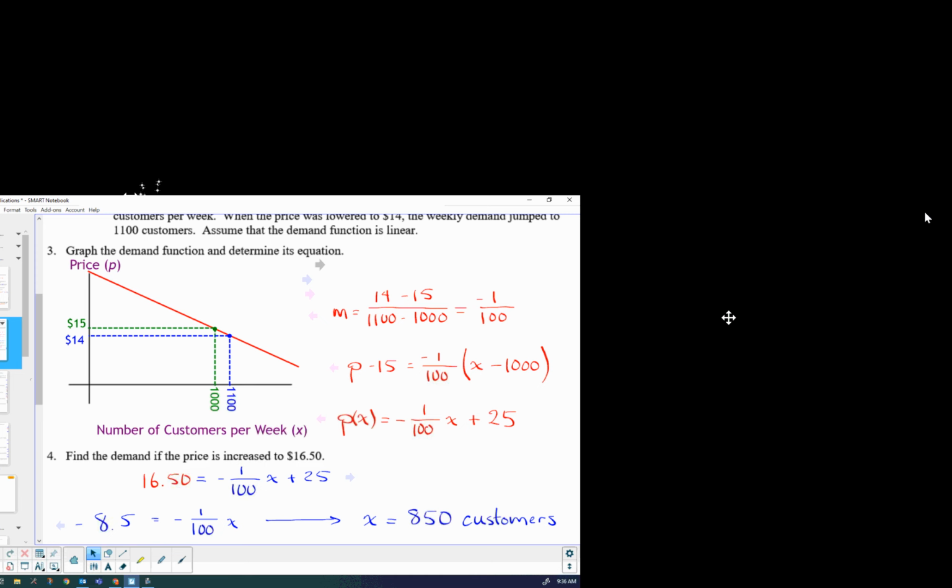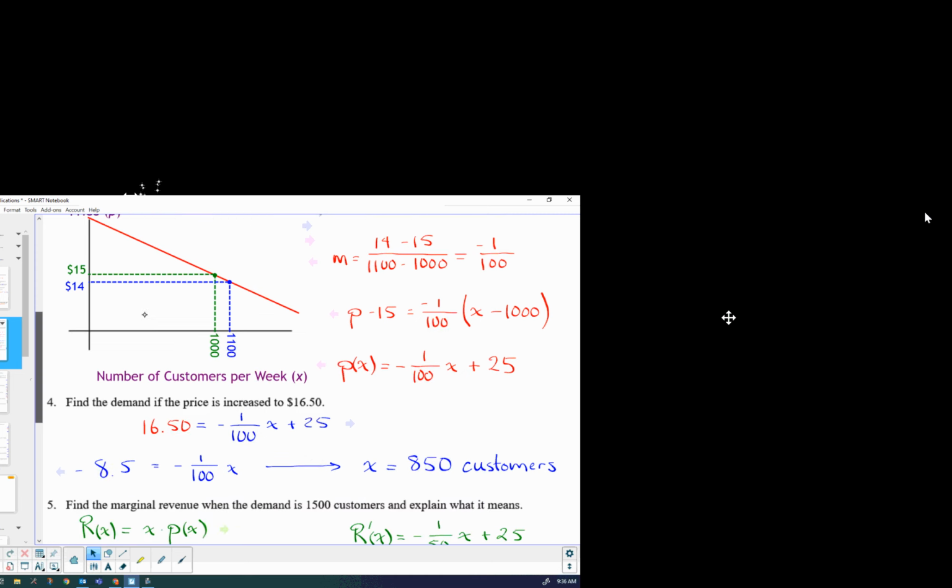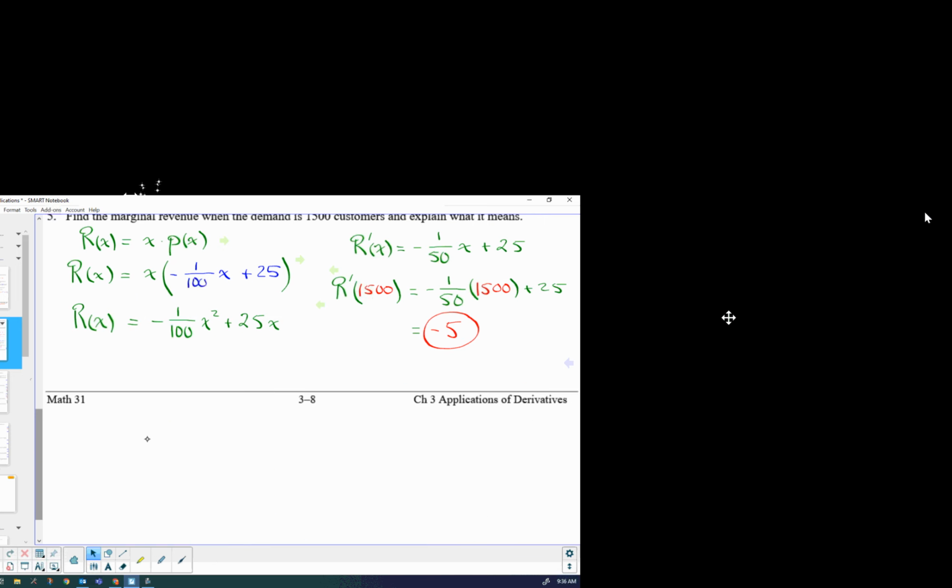No. So what should we be doing instead? What should we do with the price? Increase it. Increase it so that demand drops. If demand drops, we have fewer people, which actually will increase our revenue.